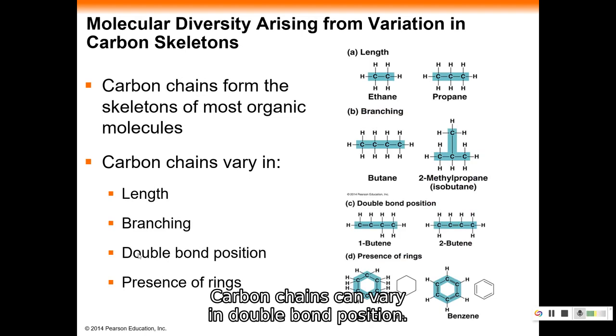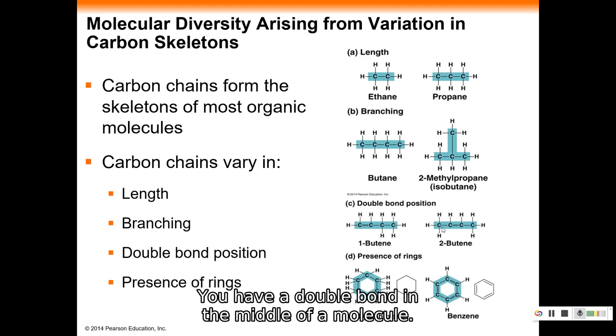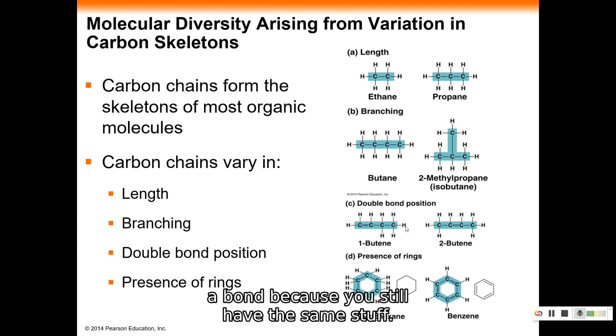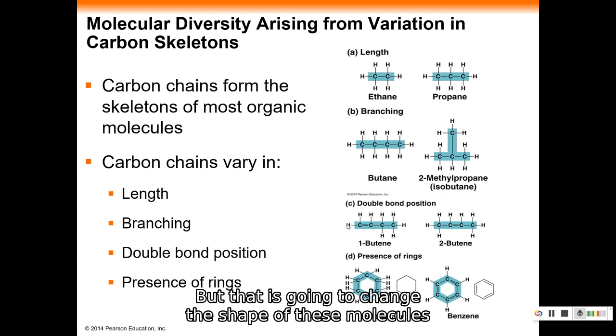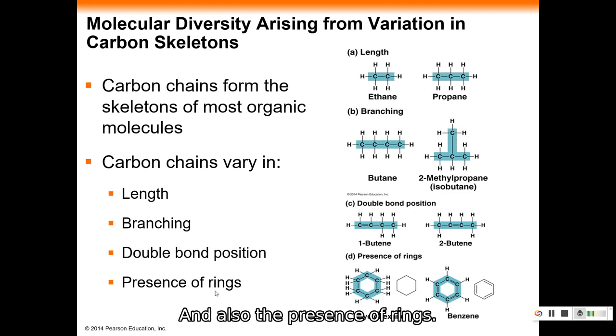Carbon chains can vary in double bond position. So here you have a double bond at the end of a molecule. Here you have a double bond in the middle of a molecule. That might not seem like a big deal, moving a bond, because you still have the same stuff, but that is going to change the shape of these molecules significantly, so that these molecules are going to react very differently. And also the presence of rings.